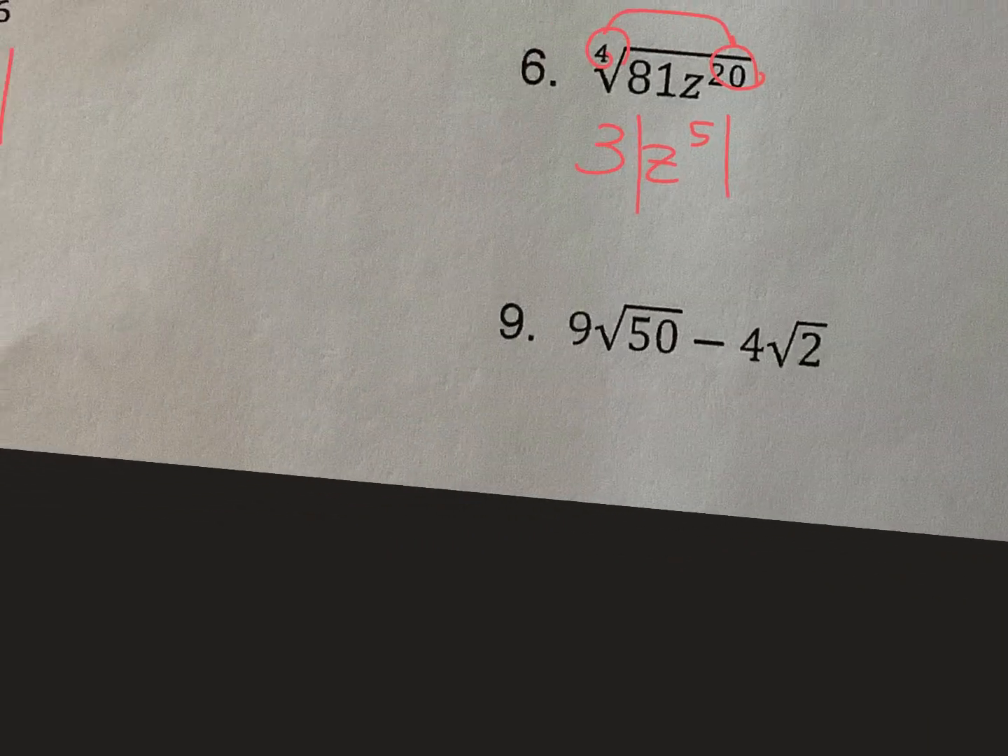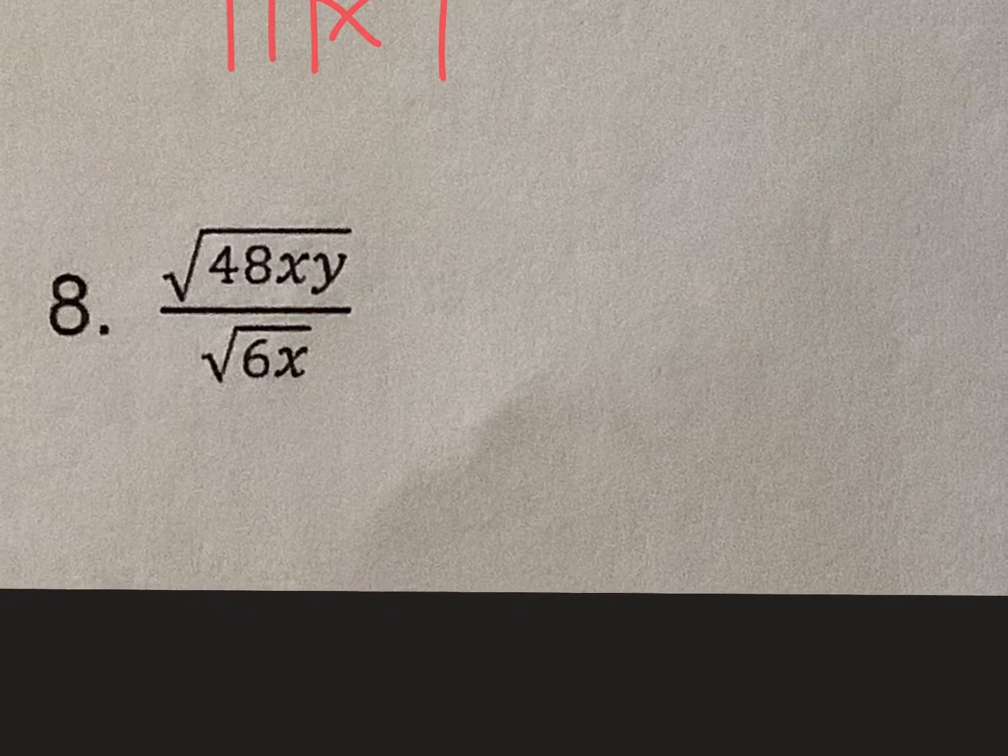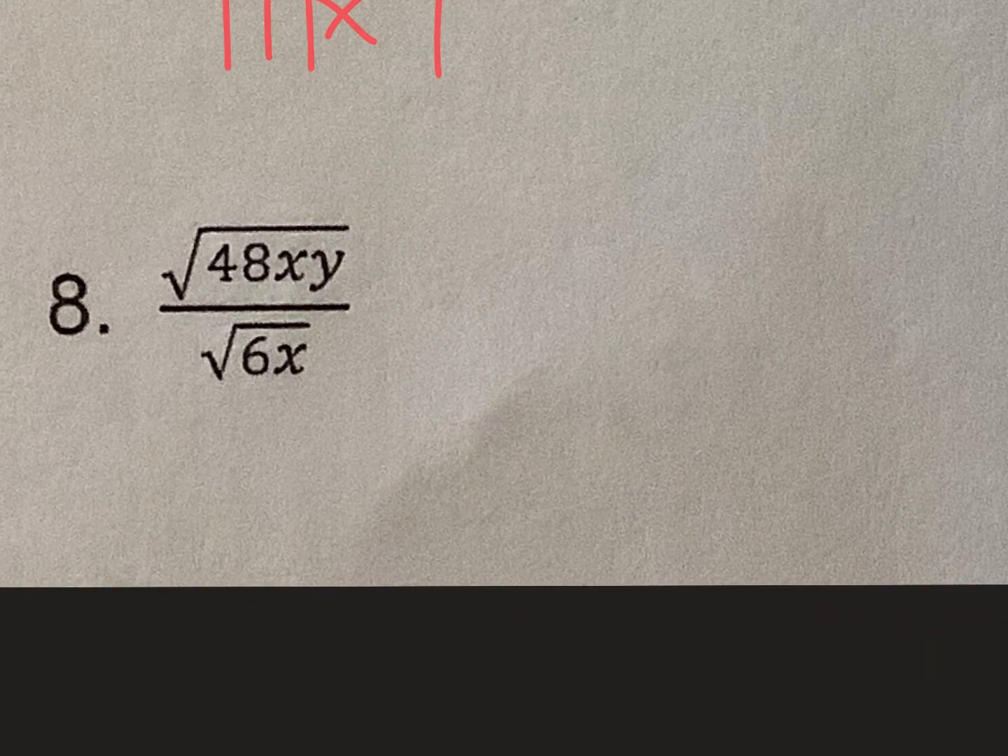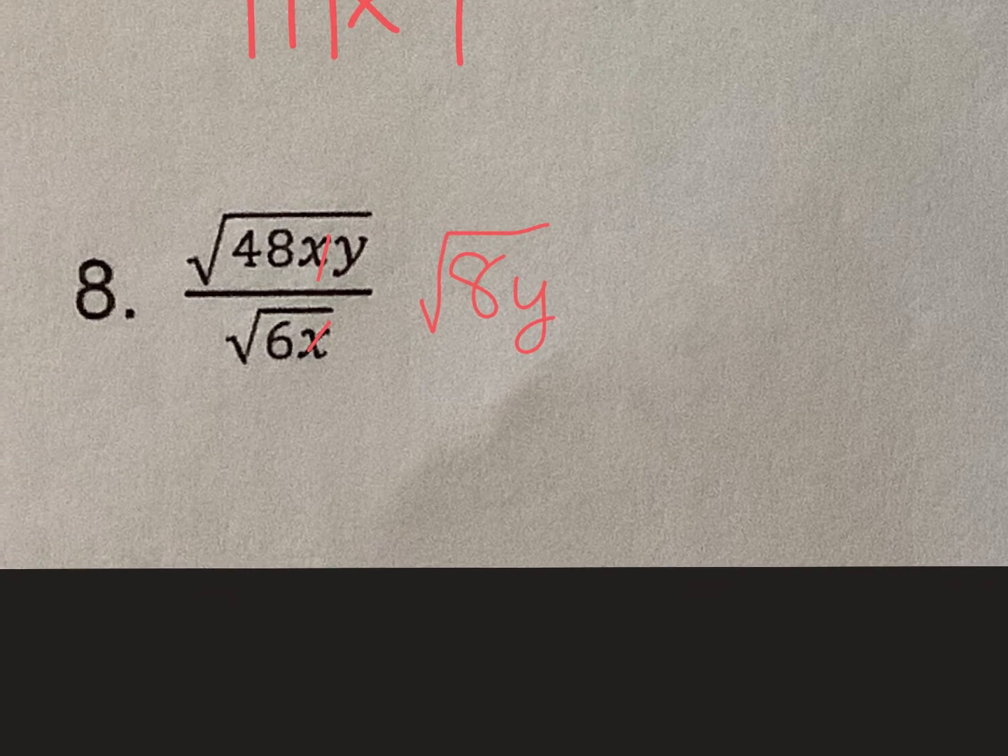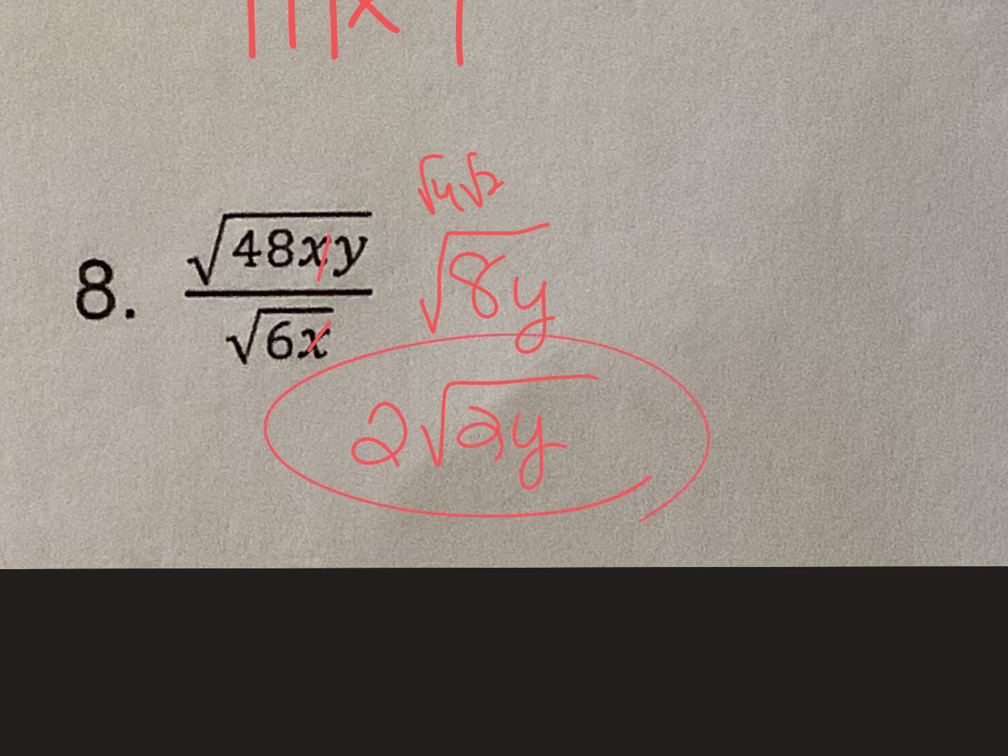Number 8, there it is. 8's got a fraction bar, which means division. So I'm going to take those two radicals, divide them and make it one radical. 48 divided by 6 is 8. The x's would cancel, and I'd get a y, and I'd be done right now, except you can break down the 8. Remember, 8 is really square root of 4 times square root of 2. The square root of 4 is 2. That comes out. Square root of 2 you can't break down. Leave the y inside also. There you go. Let's keep going.